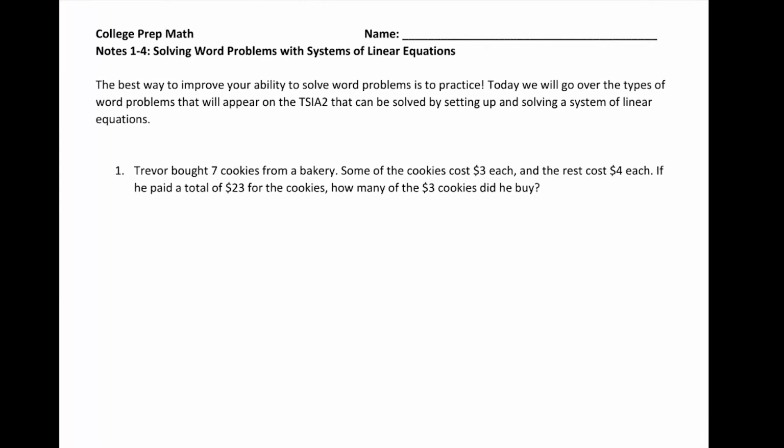It says Trevor bought 7 cookies from a bakery. Some of the cookies cost $3 each and the rest cost $4 each. If he paid a total of $23 for the cookies, how many of the $3 cookies did he buy?